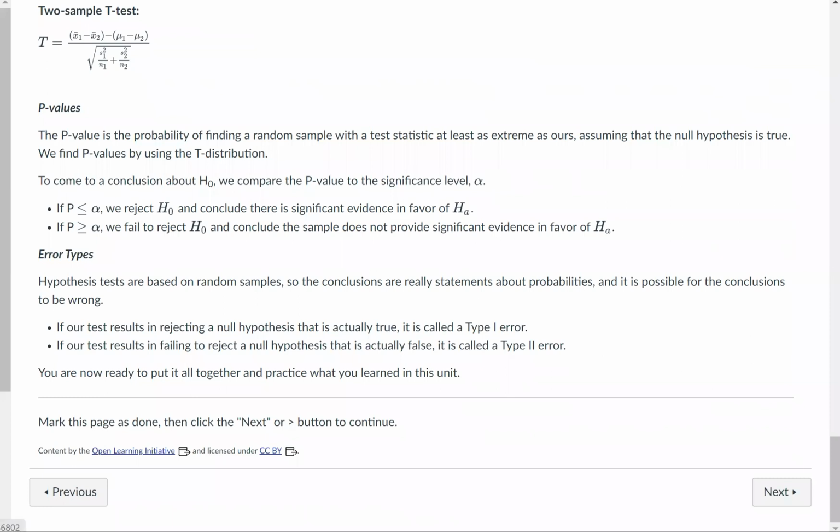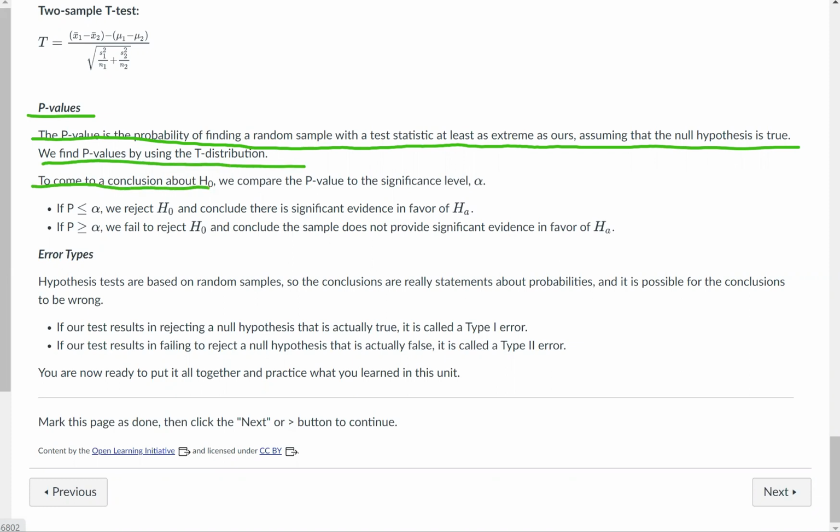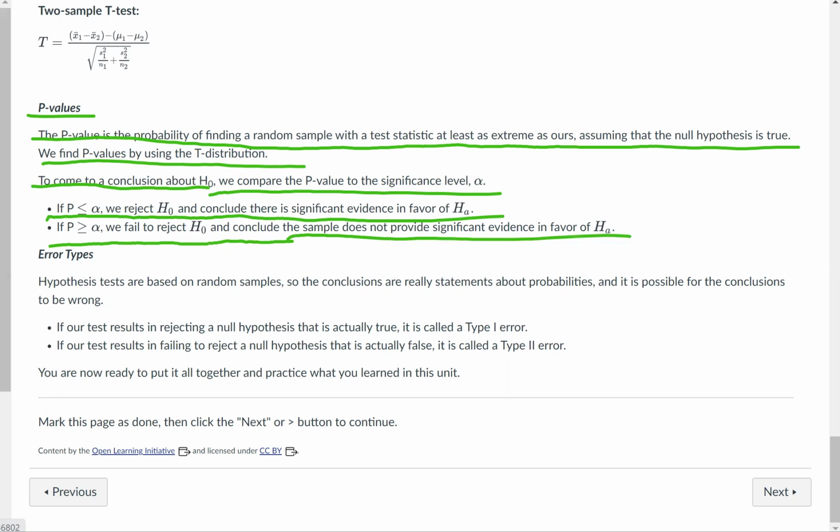But p-values now. The p-value is the probability of finding a random sample with a test statistic at least as extreme as ours, assuming that the null hypothesis is true. We find p-values by using the t-distribution. To come to a conclusion about the null hypothesis, we compare the p-value to the significance level alpha. If the p-value is less than or equal to alpha, we reject the null hypothesis and conclude that there is significant evidence in favor of the alternative hypothesis. If p is greater than alpha, we fail to reject the null hypothesis and conclude that the sample does not provide significant evidence in favor of the alternative.